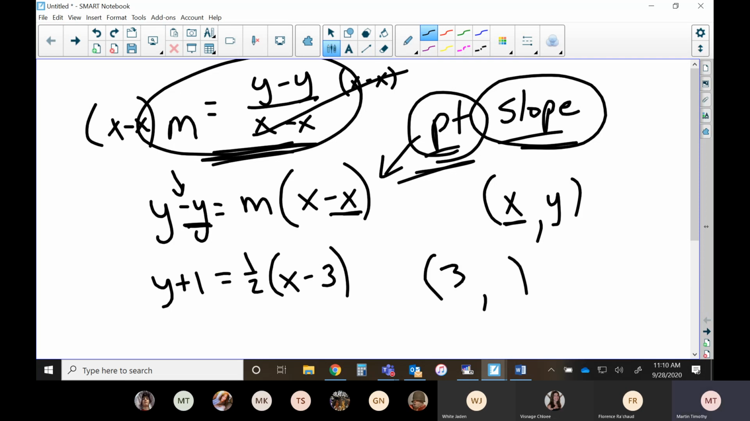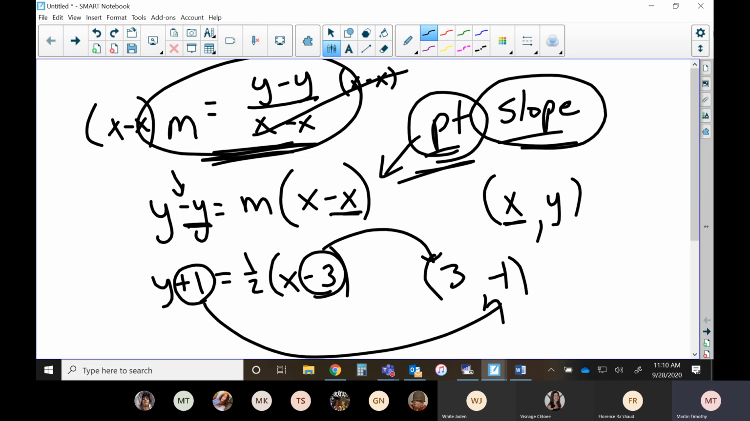It would be 3, -1. Beautiful. Opposite of what I see here goes right there, 3. Opposite of what I see here goes right there. Just be careful, don't switch the x and y, and make sure you put the opposites. Does that make sense? Questions on that?